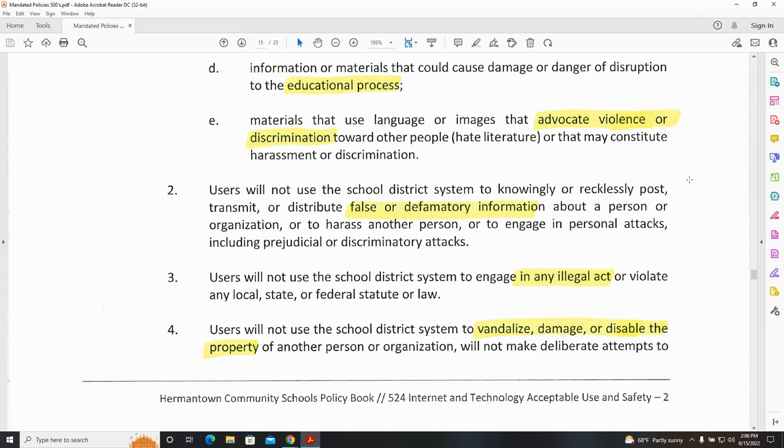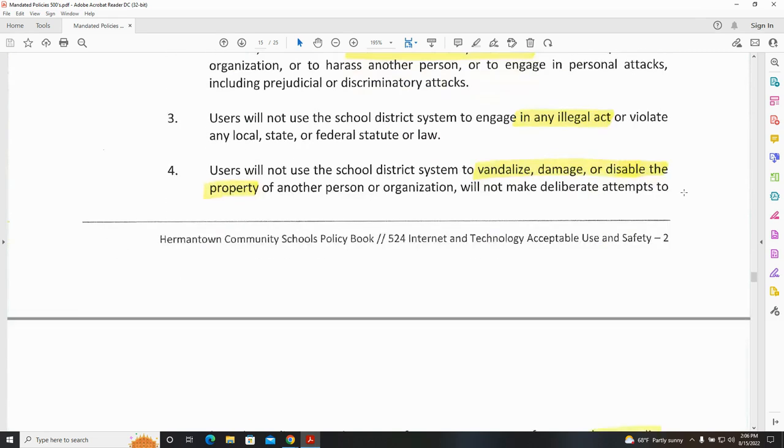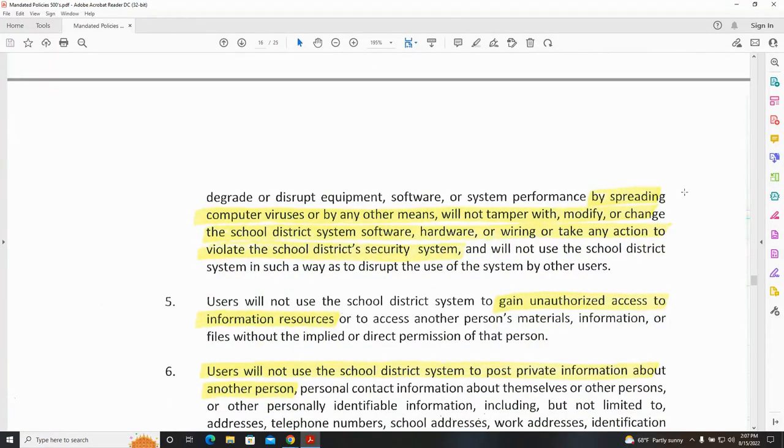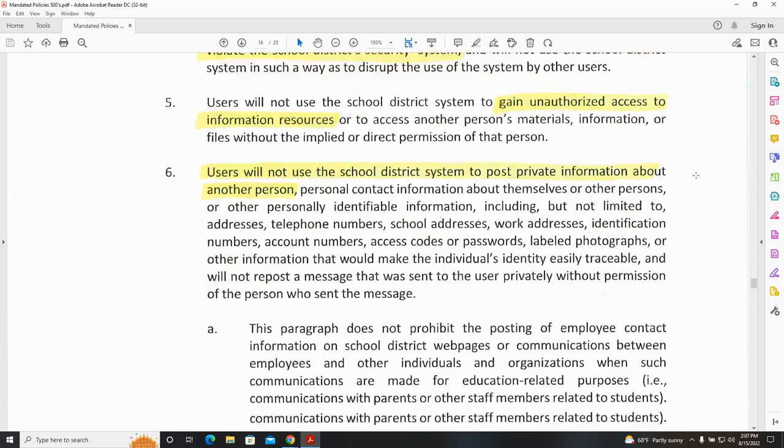Also includes any illegal acts, vandalism, damage to property or devices, as well as damage to other parts of the school district system, software, hardware, or wiring, or take any action that would violate the school district's security systems. That includes gaining unauthorized access to information resources, especially Infinite Campus for grades and attendance and behavior. And users will not use the school district system to post private information about another person.